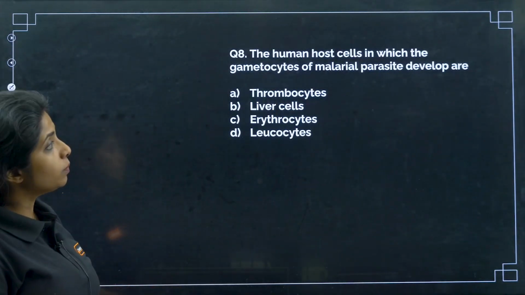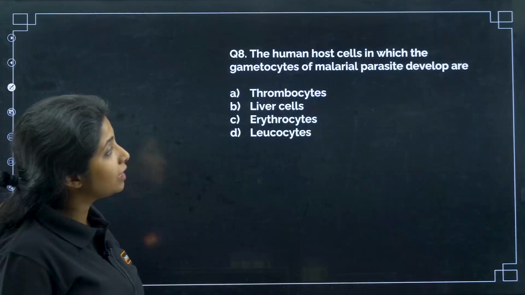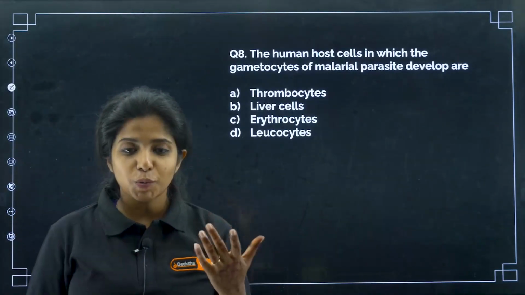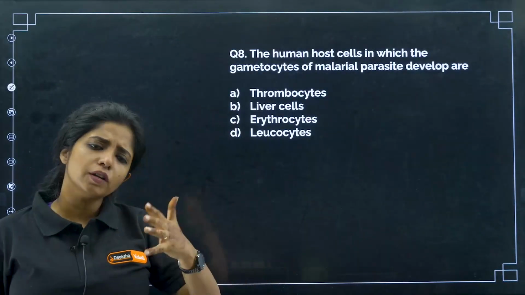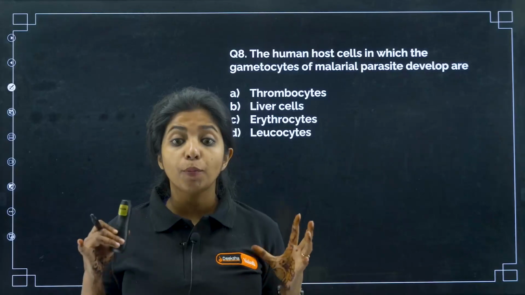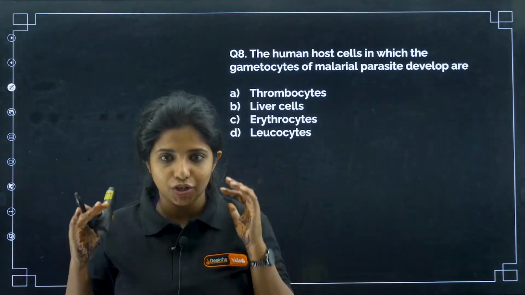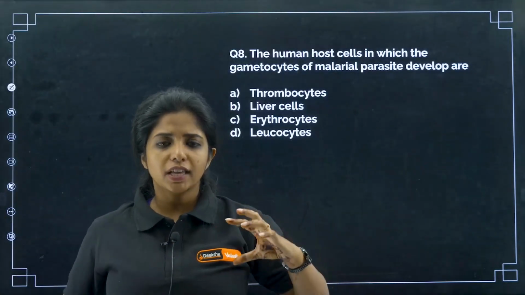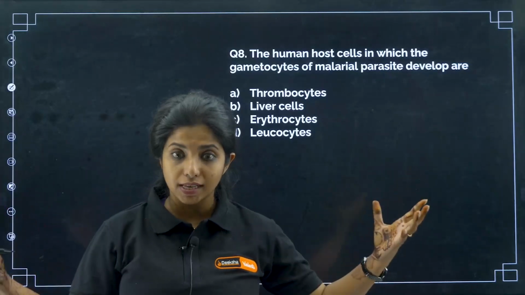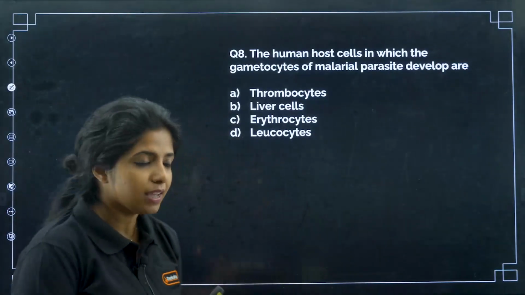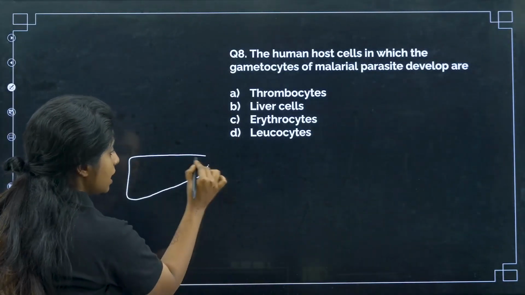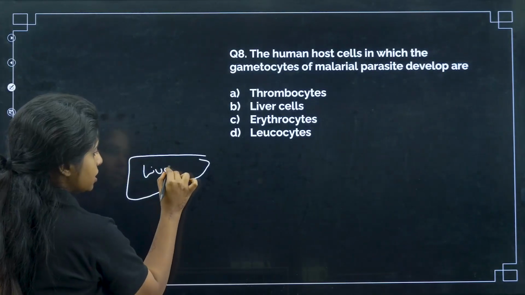8th question. The human host in which the gametocytes of malarial parasites develop are. So, you know what? The malarial parasites have different phases. When they enter, they are in sporozoite stage. Now, the sporozoite stage, they will directly go through the blood to the liver cells. That is the first camp. It's like terrorists, okay? How do terrorists have camps? Similarly, they also have camps. So, liver is their first camp.